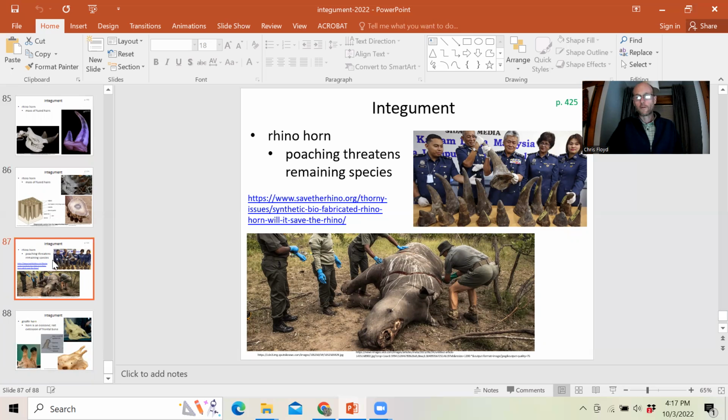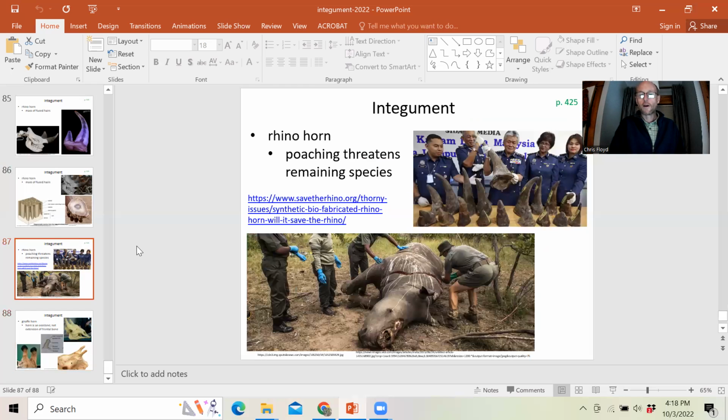creating biofabricated rhino horn. There's an article here on it, and I can't remember exactly what the point of that was, whether it's to flood the market with cheap rhino horn that's indistinguishable from the real thing, thus depressing the prices, making less demand for it, or if it's something the rhino actually uses itself.